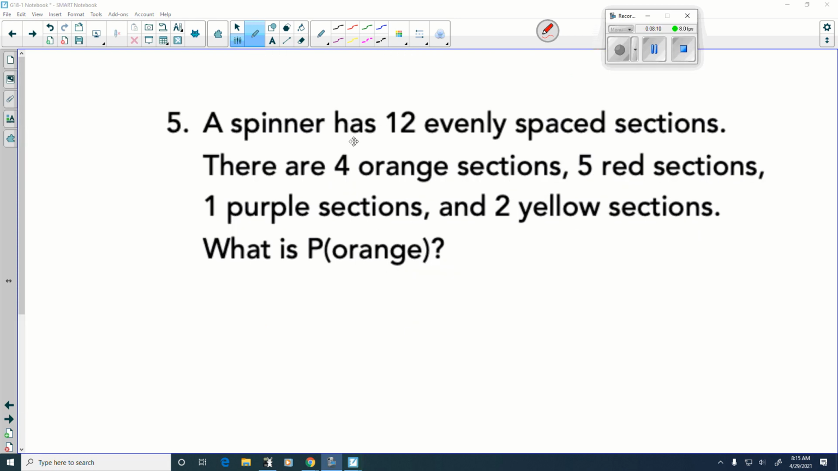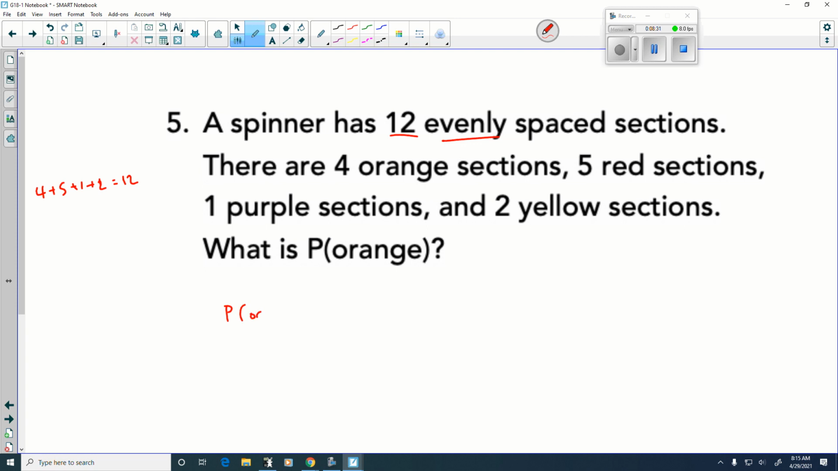Number 5. A spinner has 12 evenly spaced sections. There's 4 oranges, 5 reds, 1 purple, and 2 yellows. You can check real quick. 4 plus 5 is 9, 10, 11, 12. That's 12 spaces. They're evenly spaced, so each space is going to be equally likely. What's the probability I get an orange space?